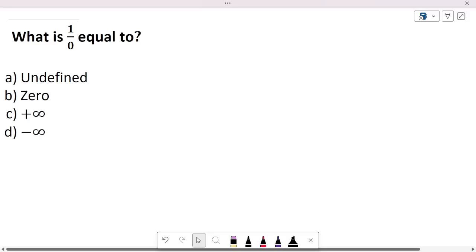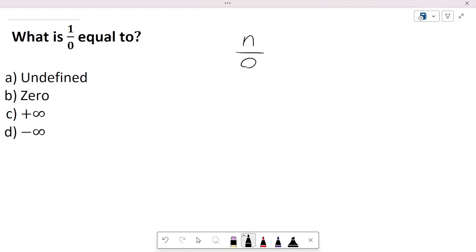So in this video, I'm just going to be going over 1 divided by 0, or even in any case, if we have any number divided by 0, right? And why it is undefined. Now, right now, what I want to do is, I just set up like a multiple choice, right?